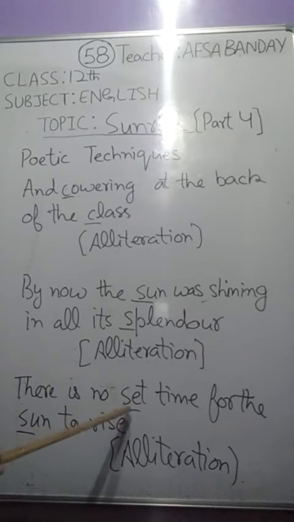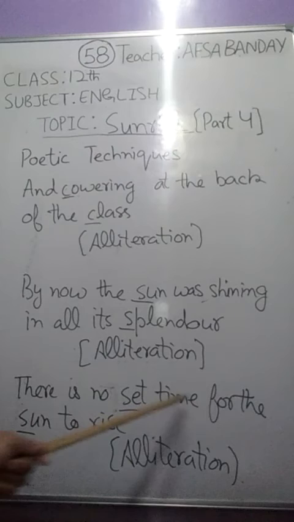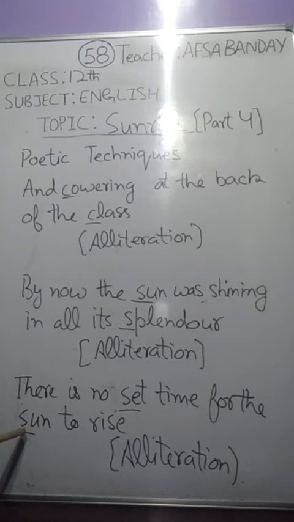Next, there is no set time for the sun to rise. Set, s sound, and sun, s sound, to rise. It's again an example of alliteration. No doubt here in this example the two words are a little bit apart from each other, but still it adds music to the line. So it's also an example of alliteration.